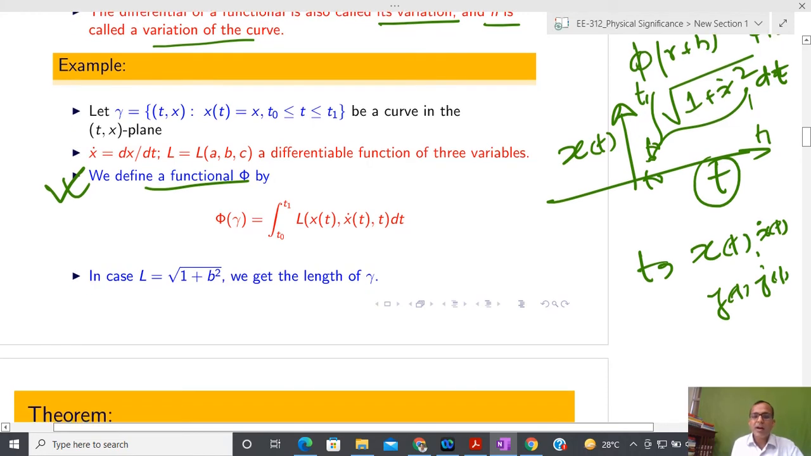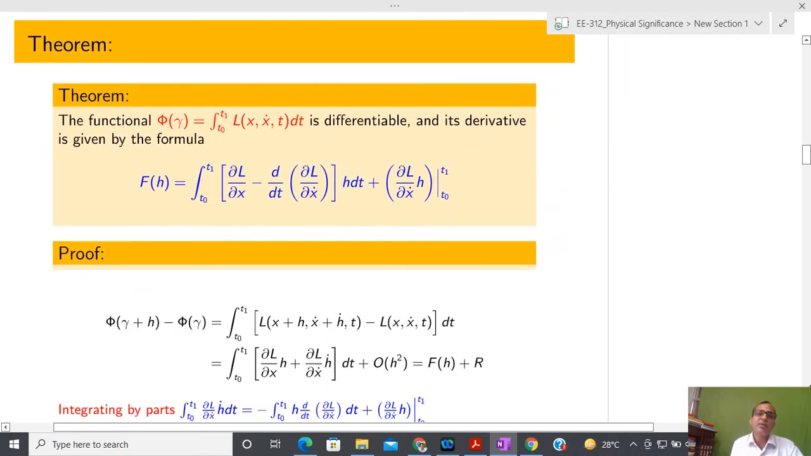Okay, now let us come to the theorem. What this theorem is telling is that the functional phi y is differentiable and its derivative is given by this formula. If you have this kind of functional, differentiable means I am assuming that whatever functional I have constructed is differentiable, then the derivative can be given like this. Okay, let us try to see.